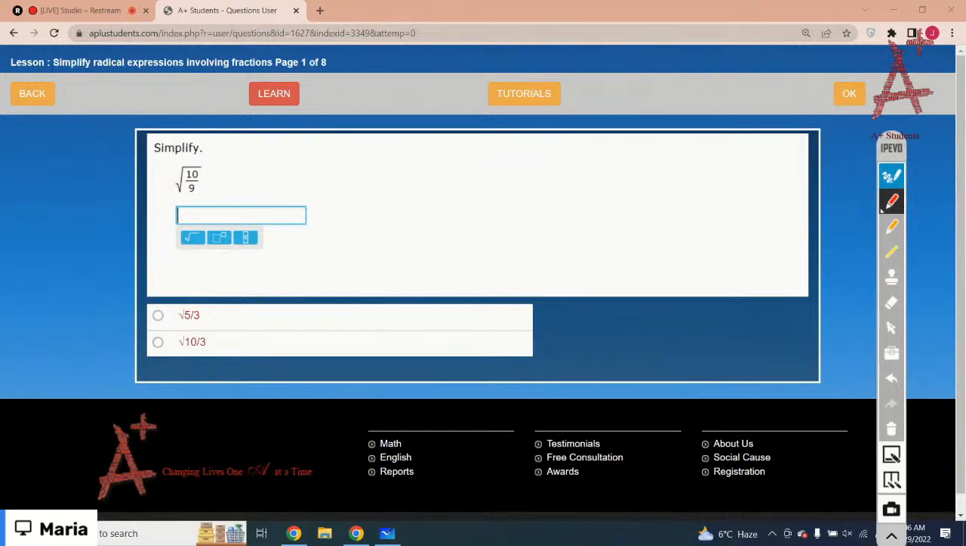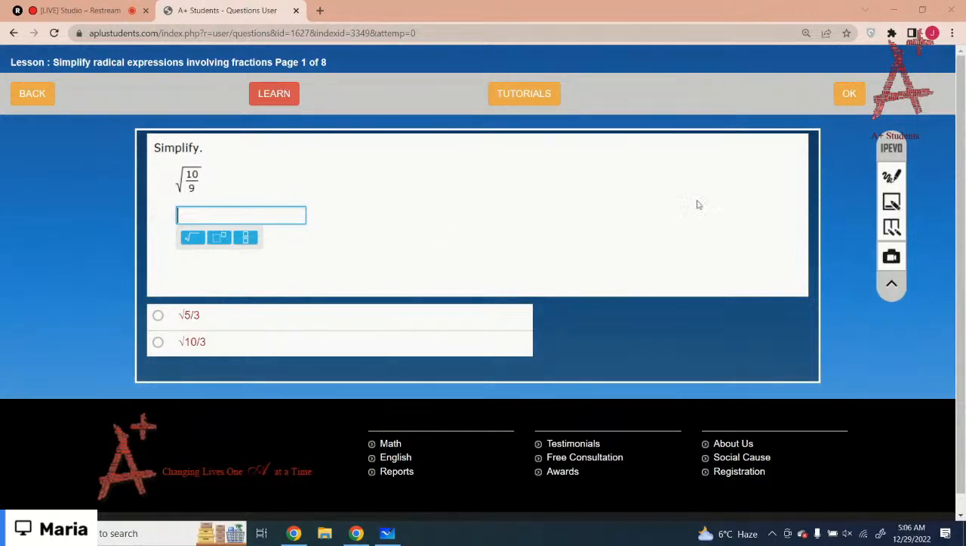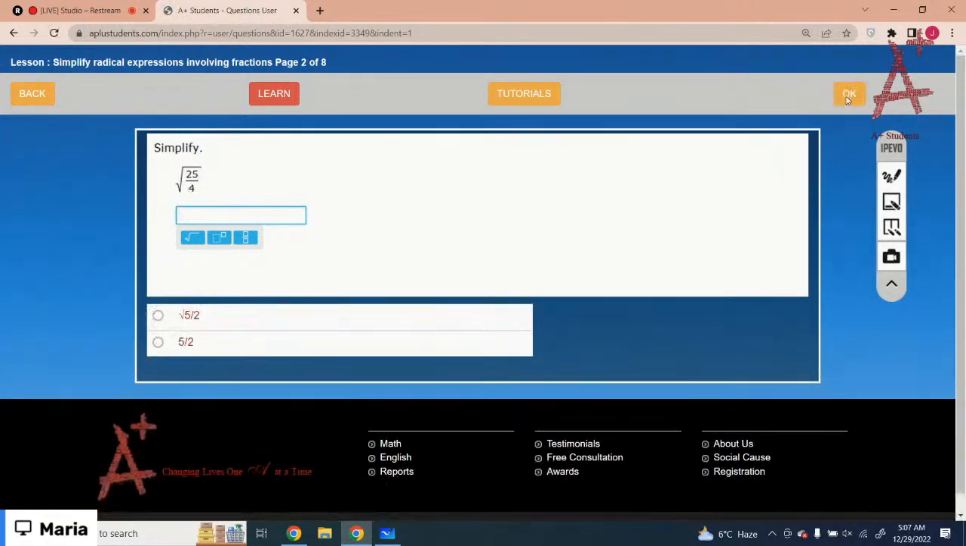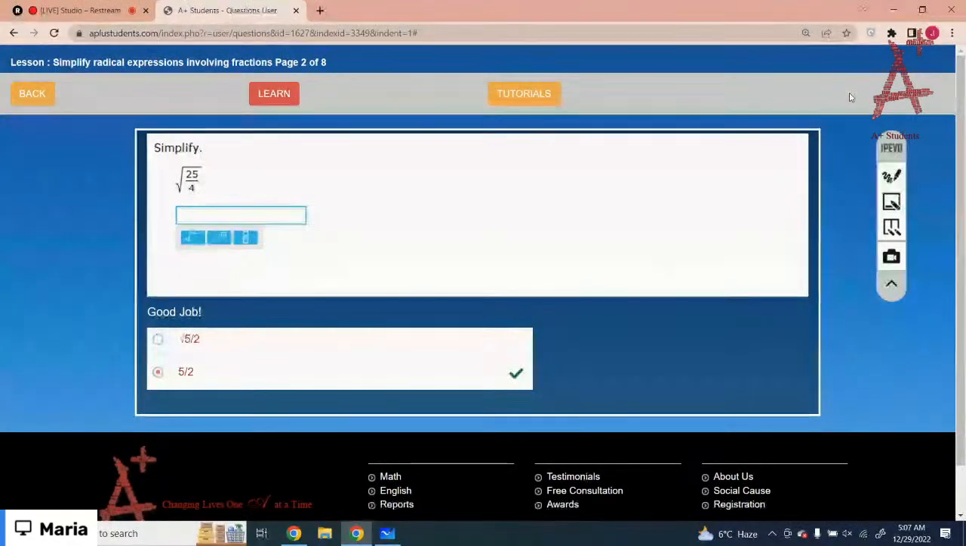Got it, everyone? So just select the correct option, then click on the OK button. Okay, the next one is square root 25 divided by 4. That is the one I just did on board. So which is the correct option? The correct option is 5 divided by 2. Got it? The second option is the correct one. Just select the correct option, then click on the OK button.